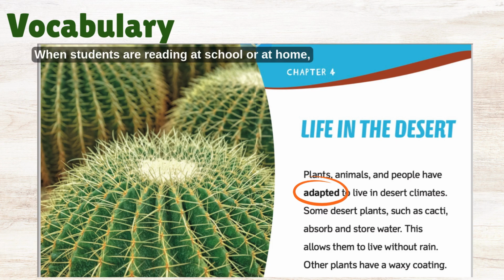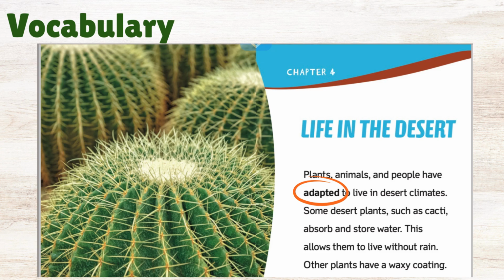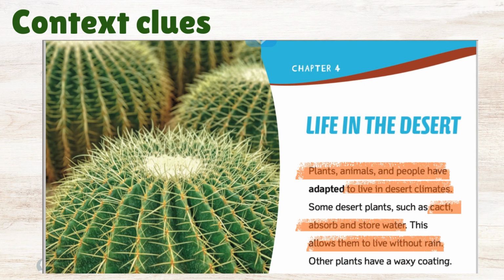When students are reading at school or at home, they are going to be exposed to higher academic vocabulary words within their reading. In this case, the word adapted is one of the words that came up on this particular page. Using context clues can help a student determine the meaning of the word if they don't know it already.